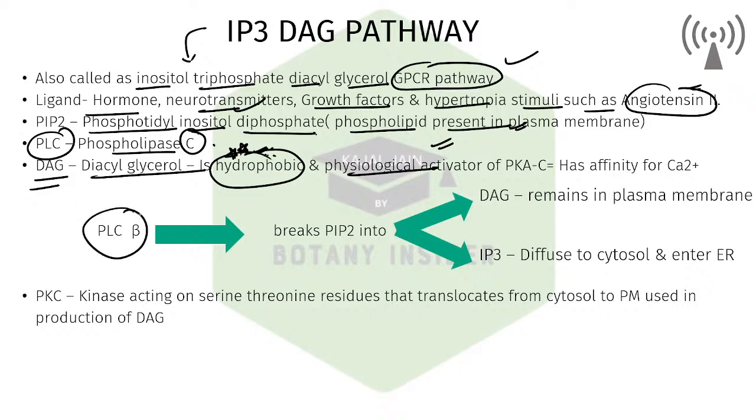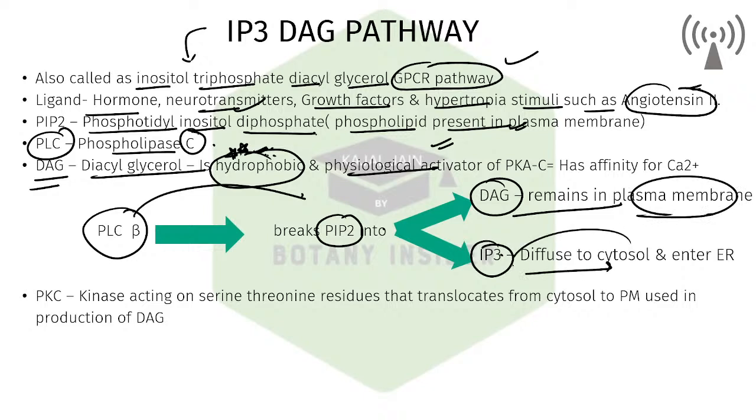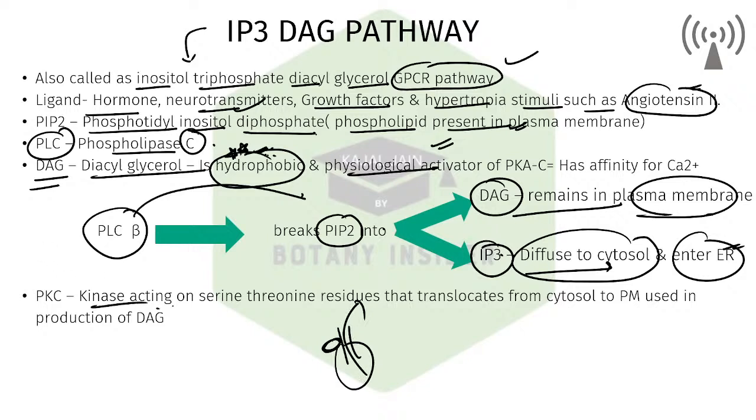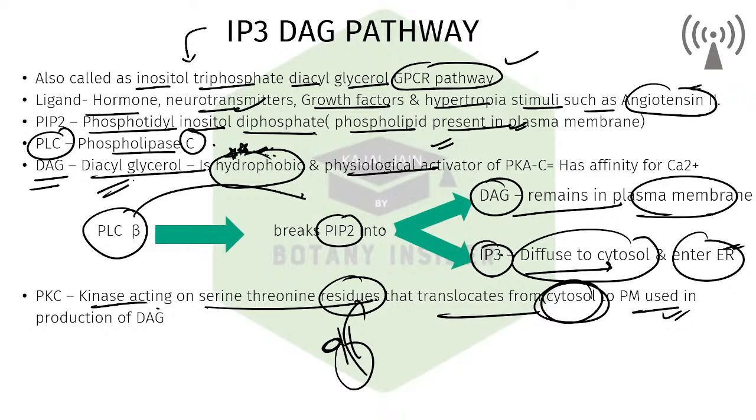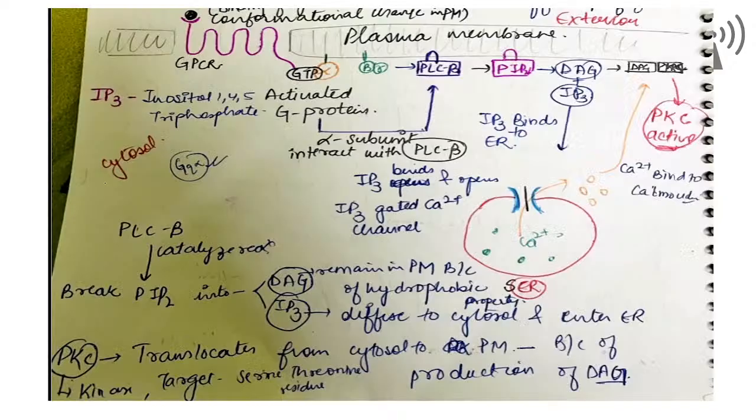Now PLC beta breaks PIP2 into DAG and IP3. DAG remains on the plasma membrane and IP3 diffuses to the cytosol to enter into the ER. It does not actually enter it. It is binding to the outer ligand gated channel so that the Ca2 plus can be released, right? PKC is a kinase acting on the serine threonine residues that translocates from the cytosol to the plasma membrane, that is utilized in the formation of your DAG, which is your diacyl glycerol. Very important, right?